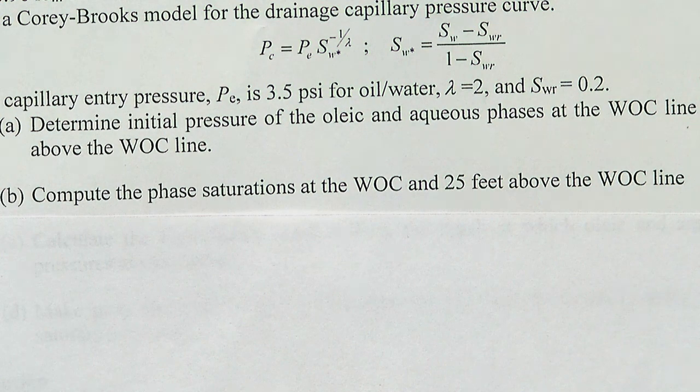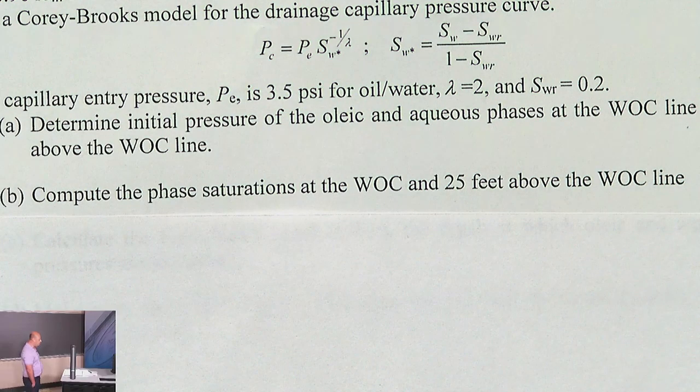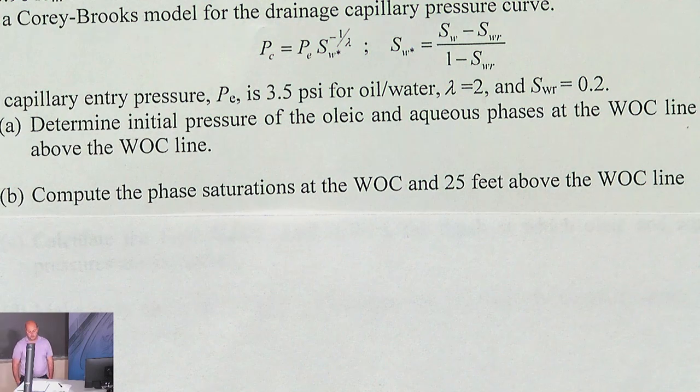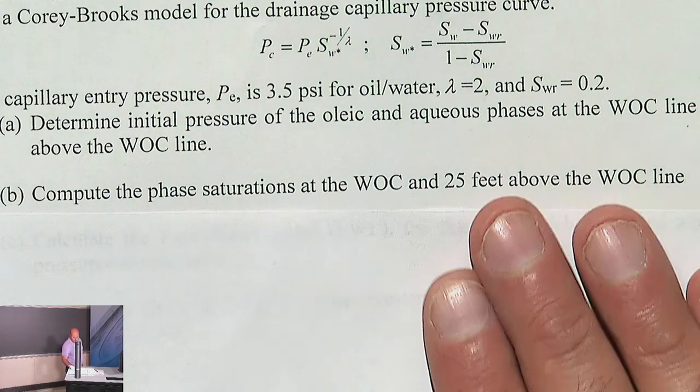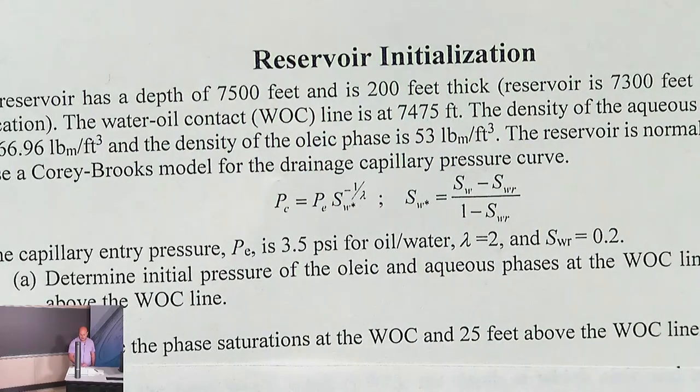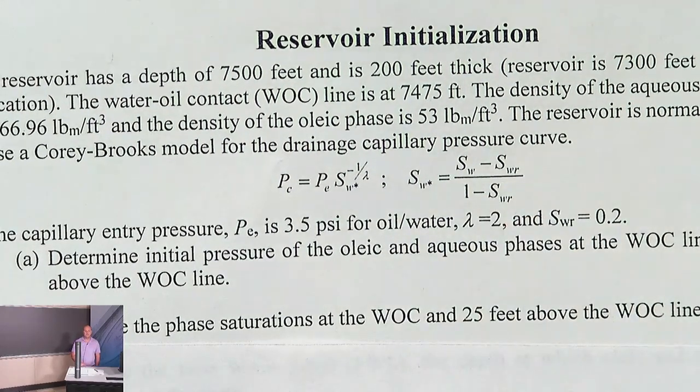Maybe you could just tell me what the phase saturation is at the water-oil contact line. It's going to be 100%, so 1. So the water saturation is 100% at the water-oil contact and everywhere below it. As soon as you get above the water-oil contact, then you start having oil show up. So we don't even need to do the calculation there. But 25 feet above the water-oil contact line, we will need to do a calculation. First thing you want to do is calculate the capillary pressure. That's straightforward because we already know the oil pressure and the water pressure. Then you can use this formula to calculate SW star. Then you can use this formula to calculate SW.